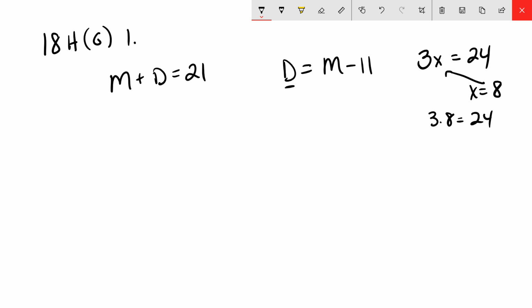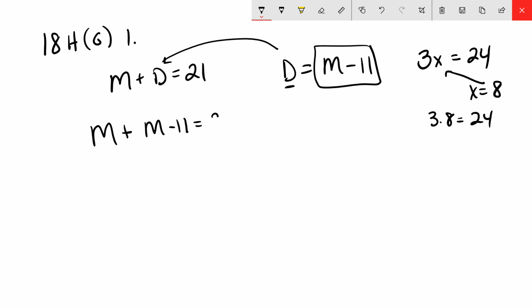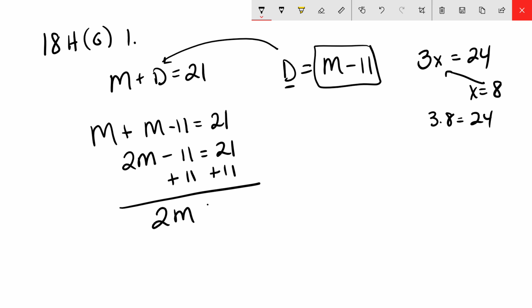Okay, well here I've got that d equals m minus 11. And over here I have a d. So I can take this d and just plug it in. M plus m minus 11 equals 21. I'm going to combine my two m's, get that 2m minus 11 equals 21. All right? And then I'm going to add my 11 to both sides. 2m equals 32. M equals 16. Good? All right, let's do one more.